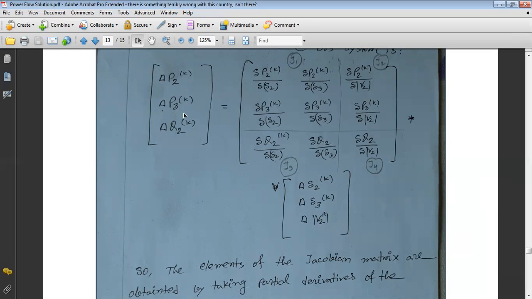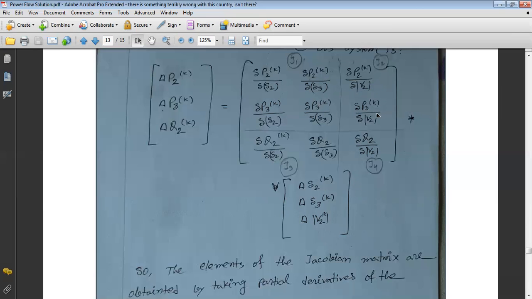So how can we formulate this Jacobian? This row is for P2. The first element, P2, should be partially differentiated by del 2. Here, the partial derivative sign is del. Then the second term, del P2, should be differentiated by del 3, and the final or third term, del P2, should be differentiated by del V2, that is the voltage magnitude.